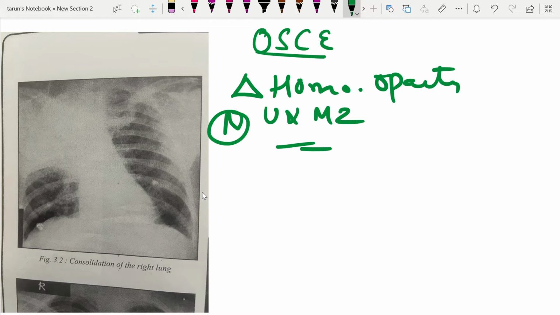Then which lobe of the right lung is involved? If they ask which lobe of the right lung is involved, then you will say it needs a lateral X-ray film to diagnose. It is expected that the right upper lobe has been affected.